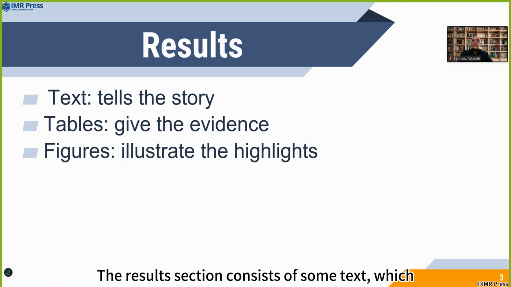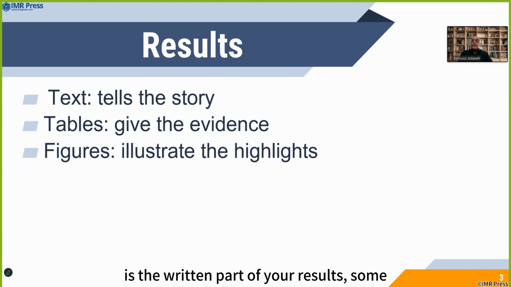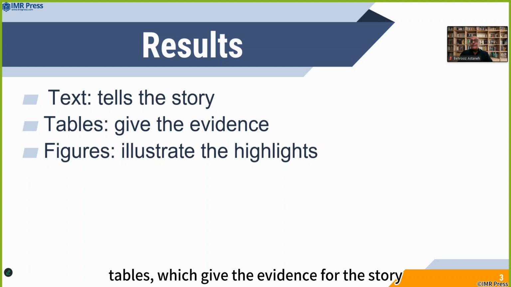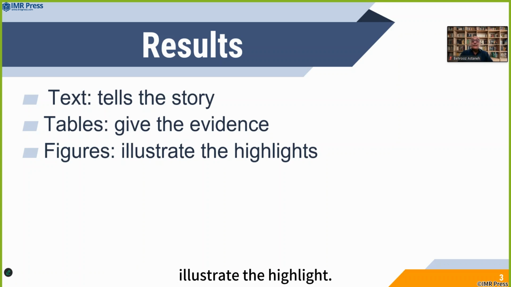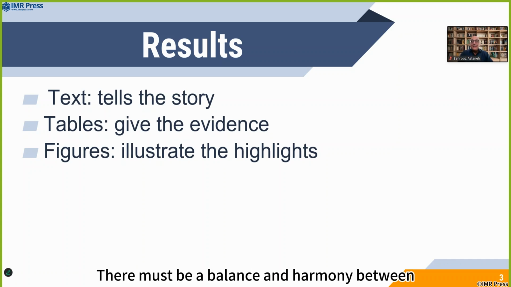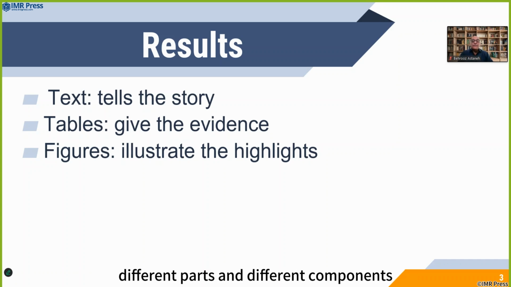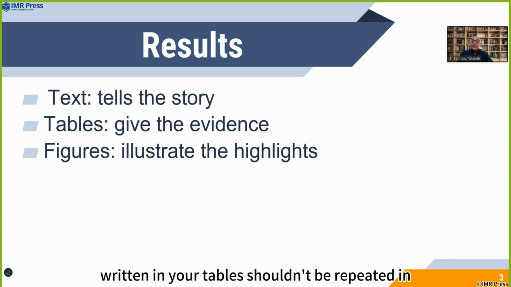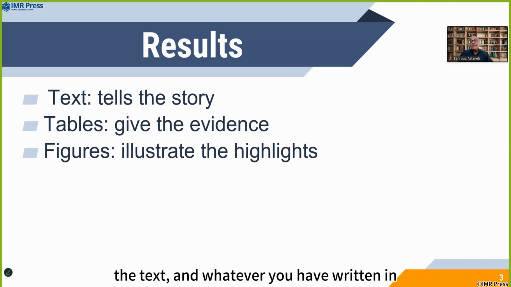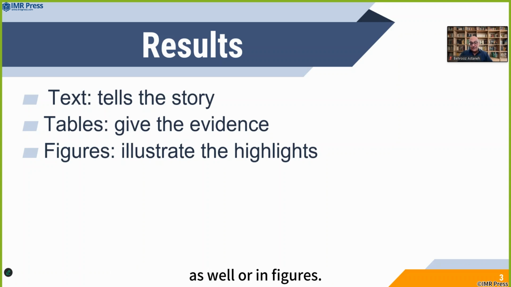A results section consists of some text, which is the written part of your results, some tables, which give the evidence for the story that you have written in the text, and some figures that illustrate the highlight. There must be a balance and harmony between the different components of your results section. The main point is that whatever you have written in your tables shouldn't be repeated in the text, and whatever you have written in the text shouldn't be repeated in the tables or in figures.